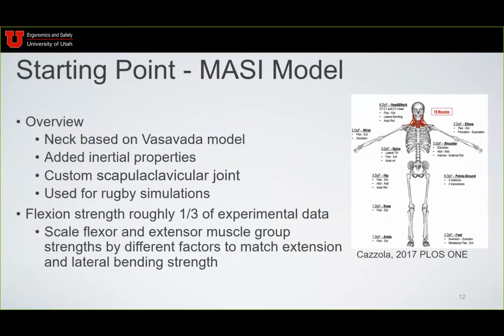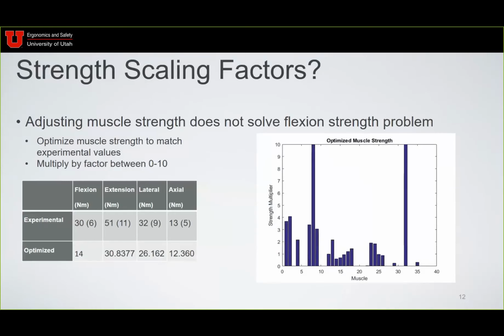from the neck. And so with this as a starting point, I thought, well, if we use this same approach and just scale muscle strengths differently, maybe we could get realistic strengths in all directions. So I did a really simple optimization problem in which I allowed the optimizer to alter the strength of each muscle in the model by a factor from 0 to 10, with the objective of matching realistic strength in flexion, extension, lateral bending, and axial rotation.